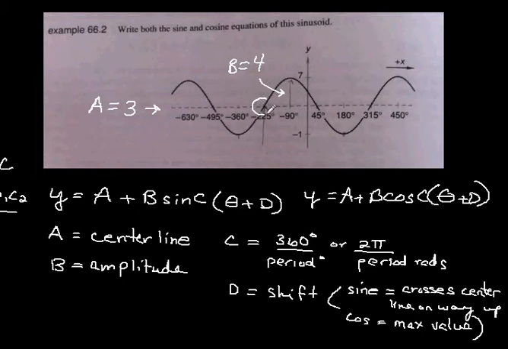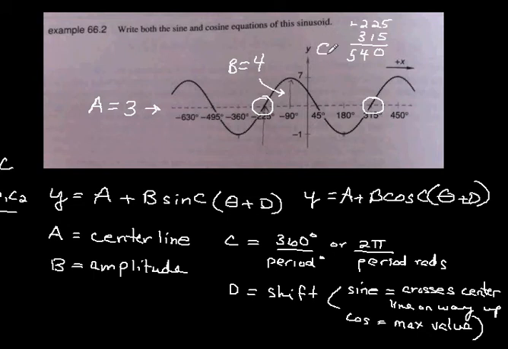So here's where it crosses at negative 225, and the next place where the graph starts repeating again is at 315. So if I'm going to go from negative 225 to 315, it's going to be 225 this way, and then we're going to add 315. So we're going to add 225 plus 315, and we're going to get 540. So that's going to be our C.